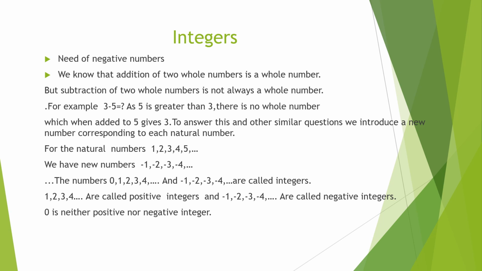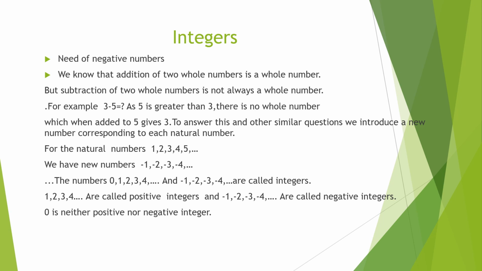The positive integers can be written with the plus sign also. For example, we can write 11 as plus 11, 80 as plus 80. The positive and negative integers are together called directed numbers.